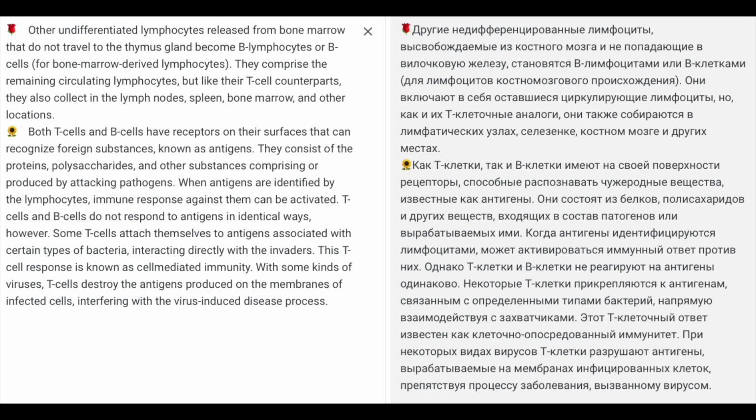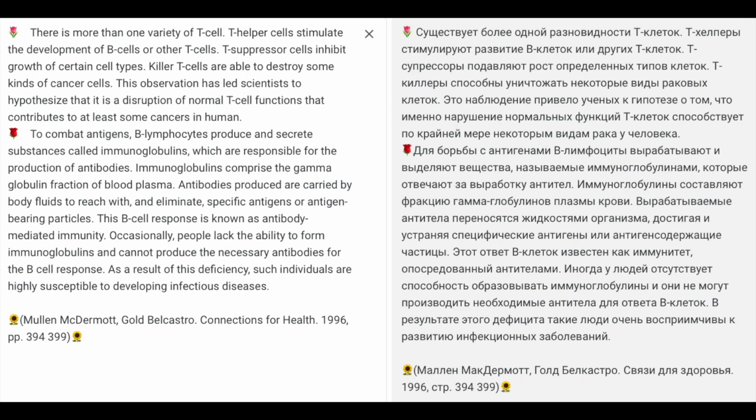T cells and B cells do not respond to antigens in identical ways, however. Some T cells attach themselves to antigens associated with certain types of bacteria, interacting directly with the invaders. This T cell response is known as cell-mediated immunity. With some kinds of viruses, T cells destroy the antigens produced on the membranes of infected cells, interfering with the virus-induced disease process. There is more than one variety of T cell.